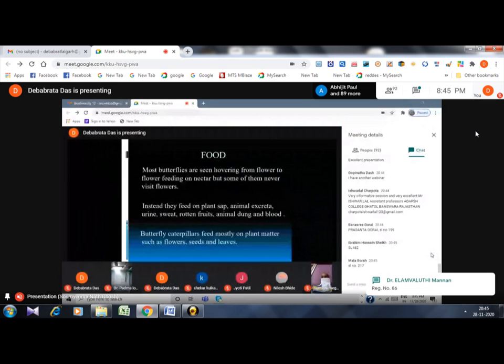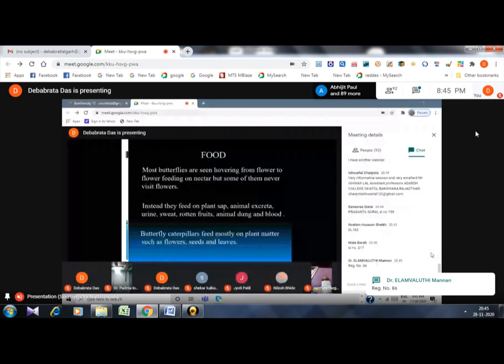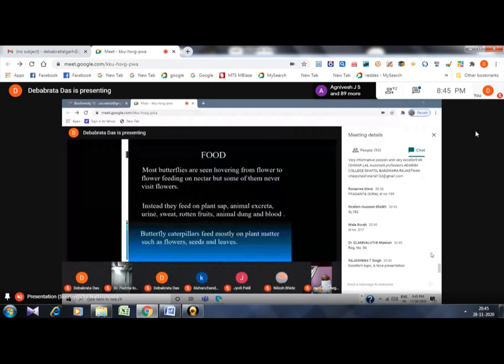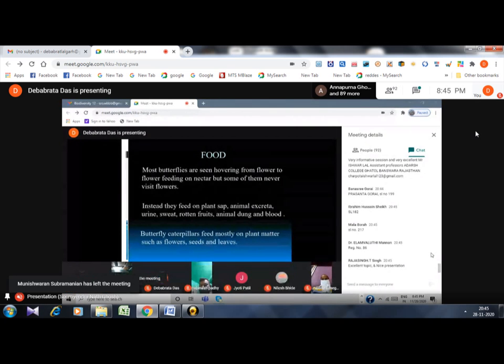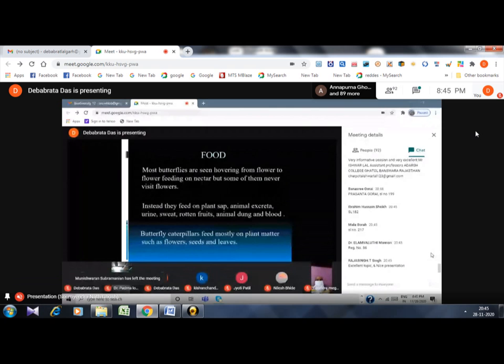Because the nectar diet of a butterfly mostly contains glucose and carbohydrates, there are not many nutrients in that. So they have to take nutrients, right? Every animal has to take a balanced diet. That's why animal excreta, plant sap, animal dung, and sweat, which all have sodium, other nutrients, and protein in them, are taken. And as I said earlier, butterfly caterpillars feed on their eggshell first and then on seeds, leaves, flowers, etc.